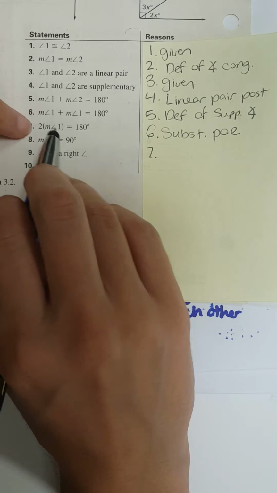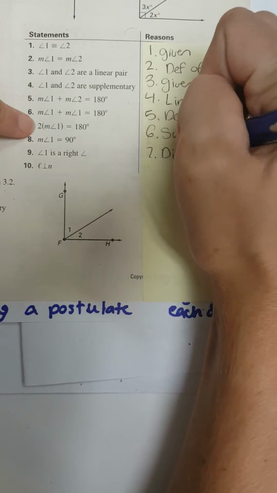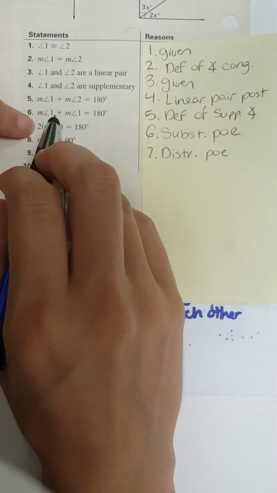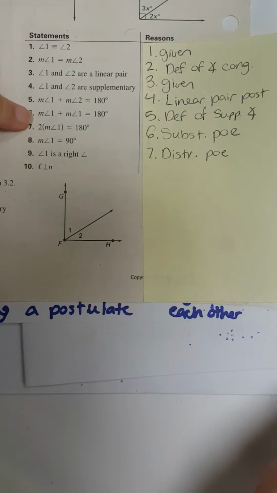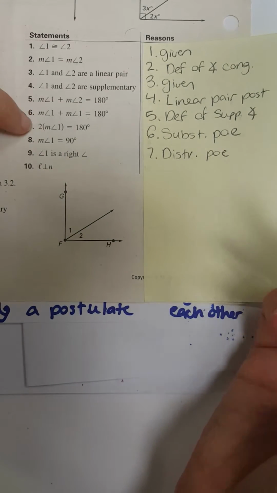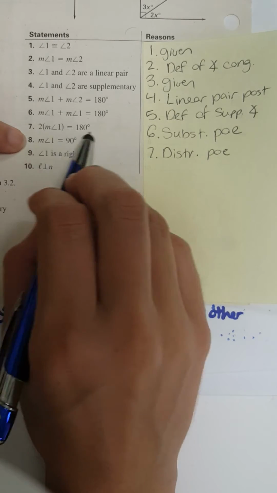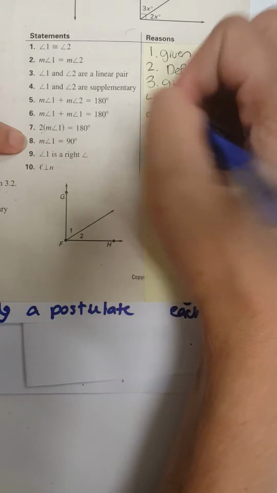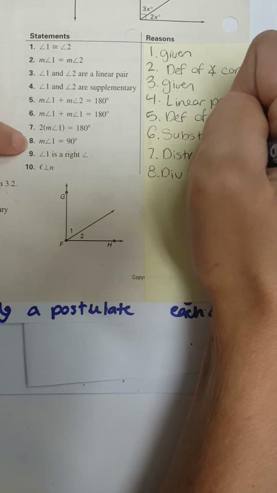Okay, now this one, if you didn't get this one, I kind of understand. It's the distributive property of equality. It's the, like, backwards of it, okay? That's what it's called. If you just put simplifying, I would have accepted that too, or something along those lines. Okay, now, number 8. How did I get from here to down here? Well, I divided both sides by 2, so what's that? The division property of equality.